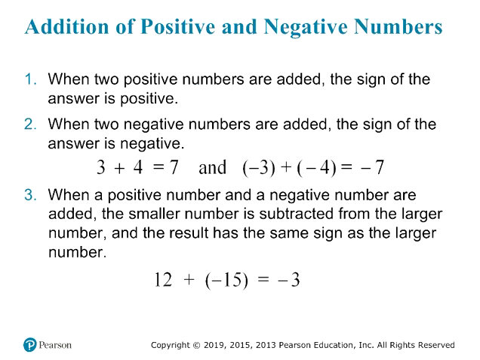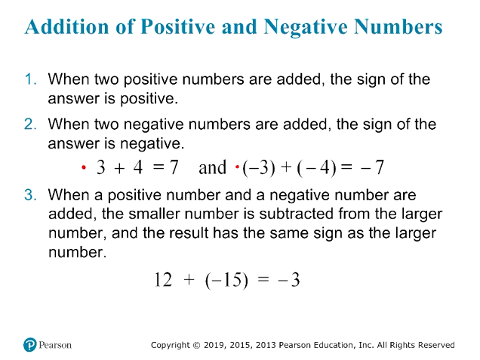All right. Now, what about addition of positive and negative numbers? So when two positive numbers are added, the sign of the answer is positive. But when two negative numbers are added, the sign of the answer is negative. So for instance, if we have two positive values, positive 3 and positive 4 that are added together, that gives us positive 7. Now, what if both of those values are negative? So if we have negative 3 plus negative 4, that gives us a negative value, negative 7.